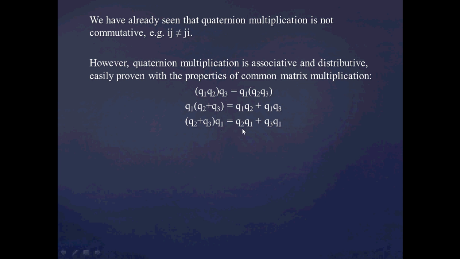Now, it's absolutely essential that when you distribute this, you write it as q2 q1 plus q3 q1, that you keep these orders the same, that q2 is on the left, q1 is on the right. You can't just swap these like this because quaternion multiplication is not commutative.